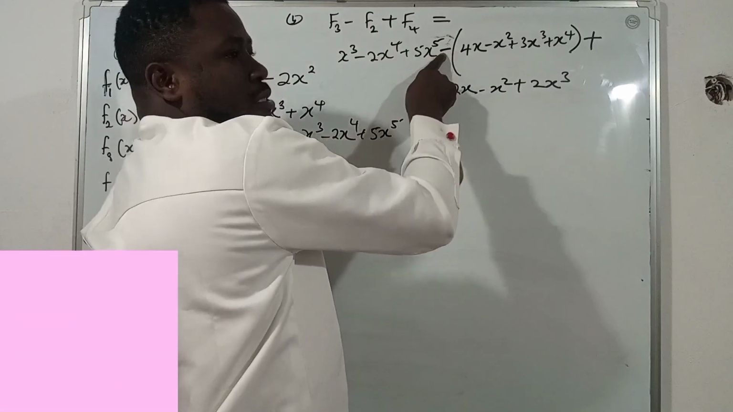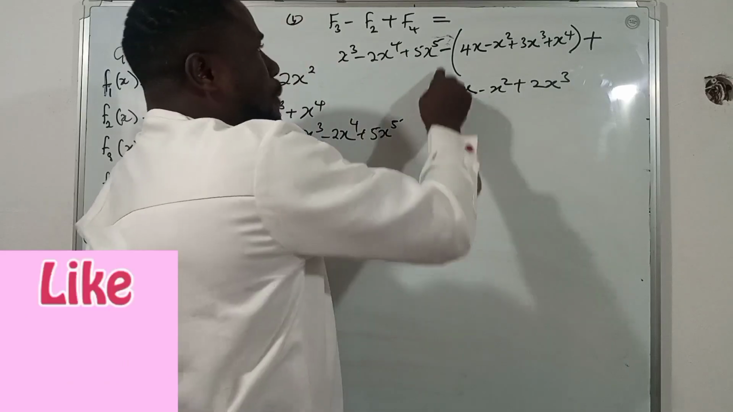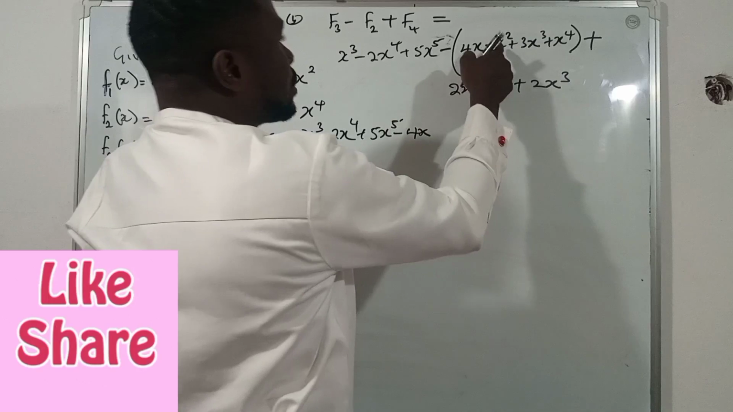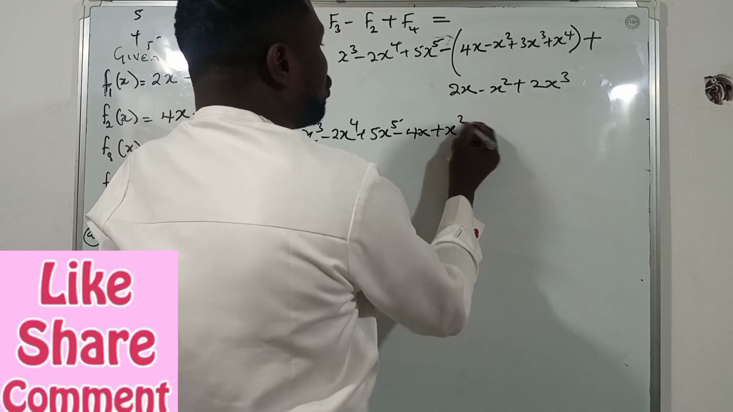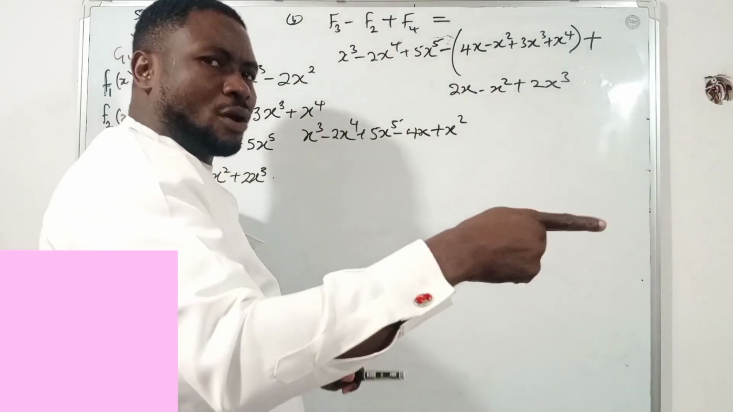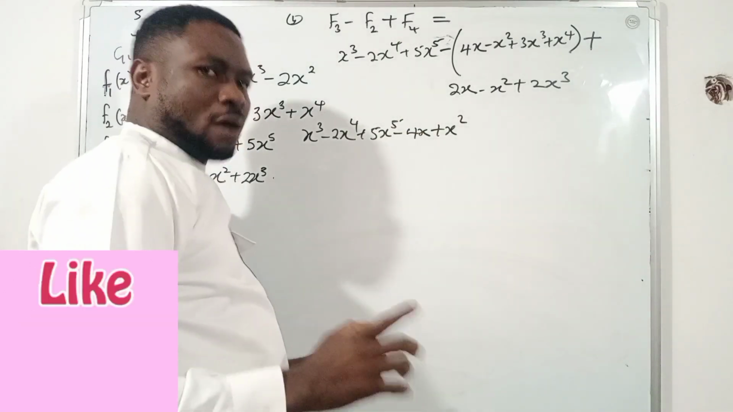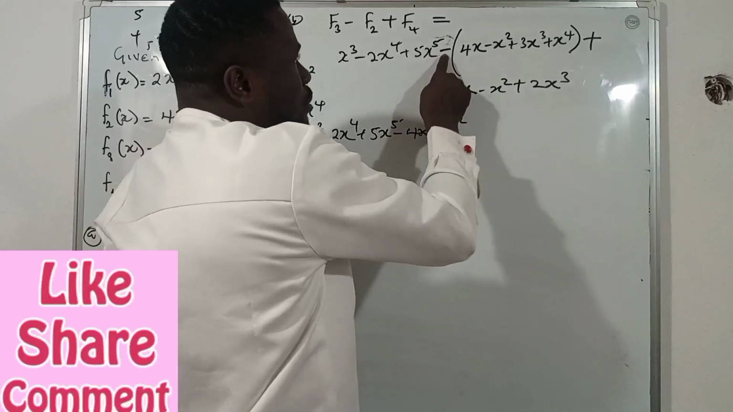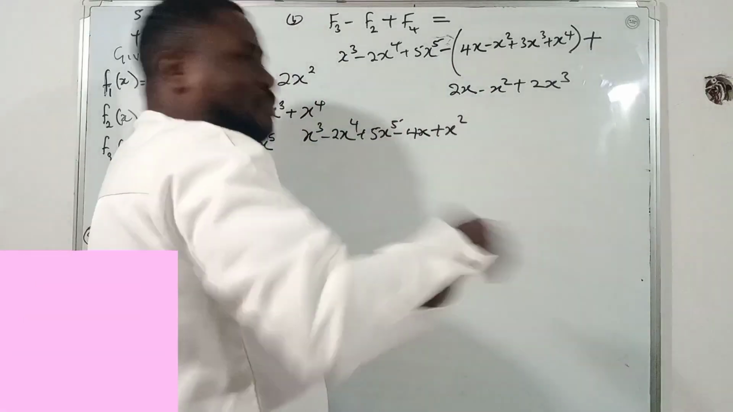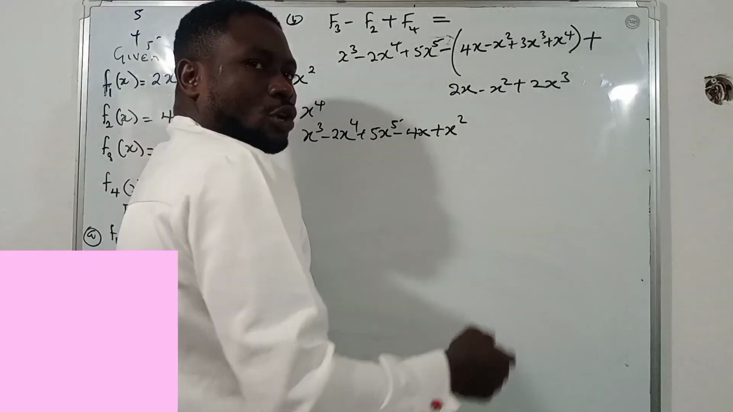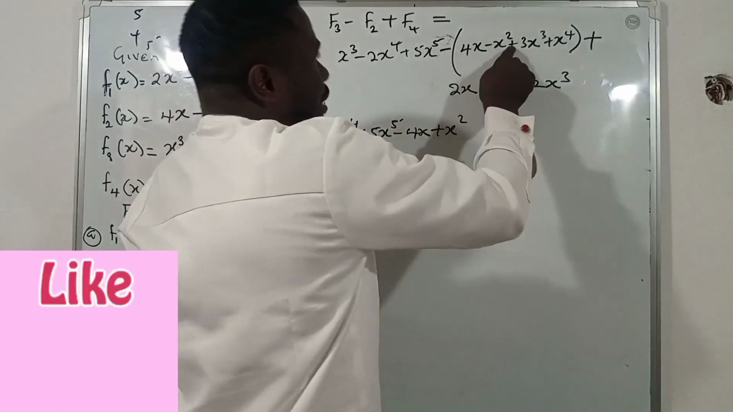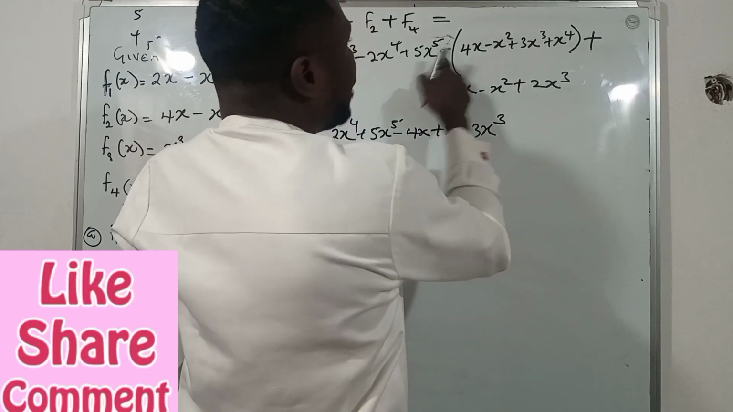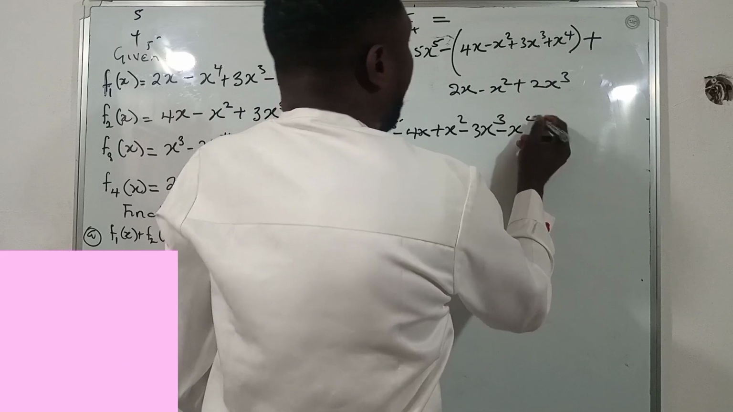That means minus will multiply everything here. So minus times this, of course, that will give us minus 4x. Minus times this will give us plus x raised to the power 2. Anytime minus multiplies another minus, the answer will turn to what? A plus. So minus times minus, that will give us plus x squared. Minus times plus. Anytime minus multiplies a plus sign, the answer turns to what? Minus. So minus times plus, that will give us minus 3x raised to the power 3. Minus times this will give us minus x raised to the power 4.